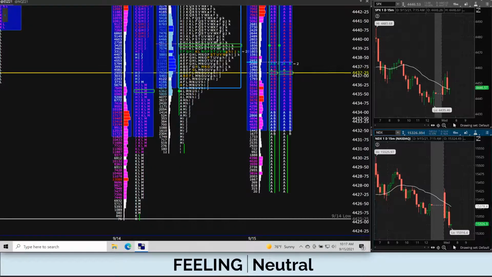Donkey says he's not in a hurry to get short. He's not trying to catch the very end of that downward move. I agree with that.